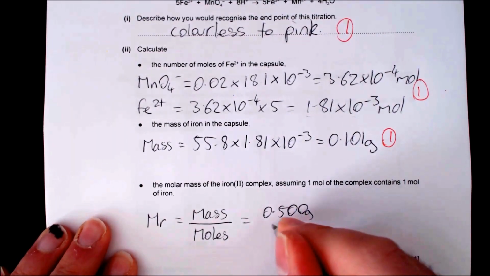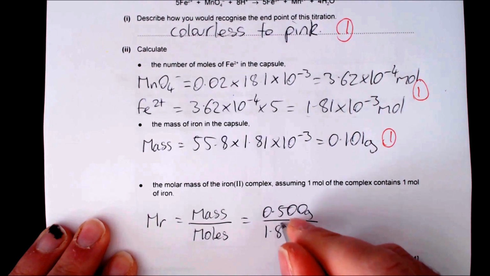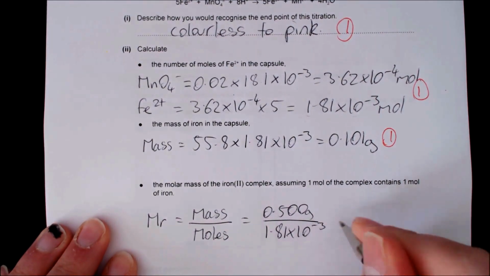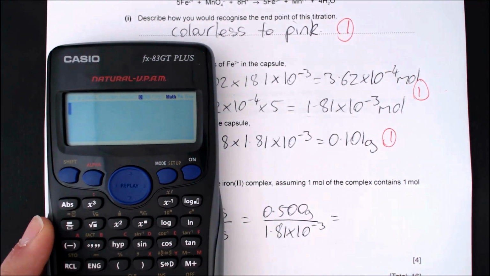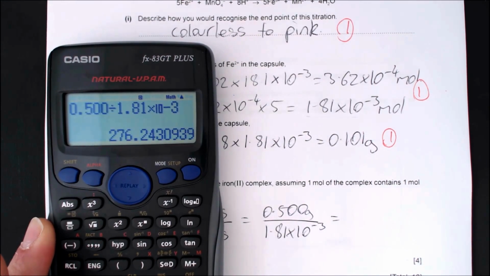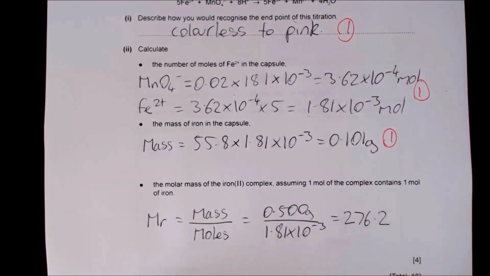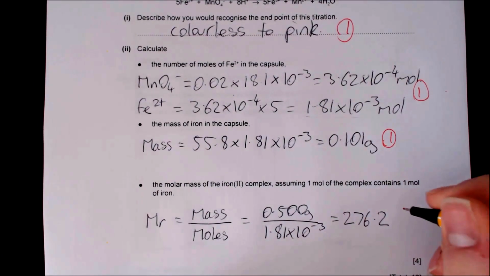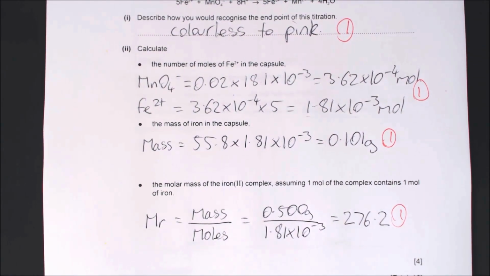A bit sneaky there. That's it. And then we're going to divide that by the moles. Obviously, we know the moles. That's just 1.81 times 10 to the minus 3. And then let's bring the calculator back in. 0.500 divided by 1.81 times 10 to the minus 3. And there we go. 276.2. All right, and then you get obviously a mark for that as well. So you get 4 marks in total for that question. And there we have it. That's the end of question 1. So let's look at question 2.